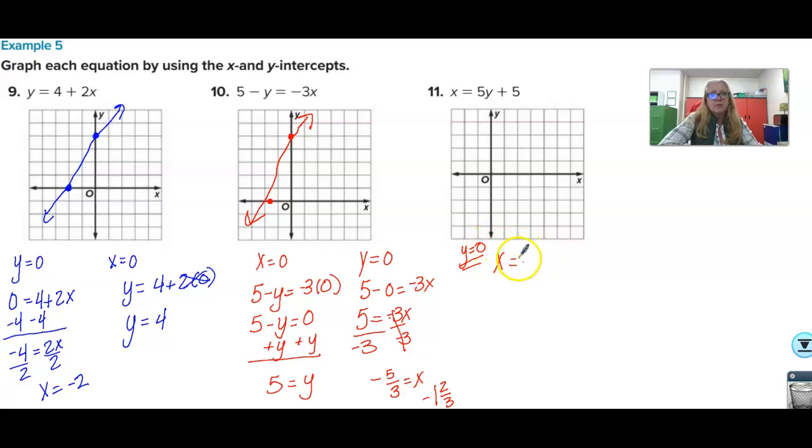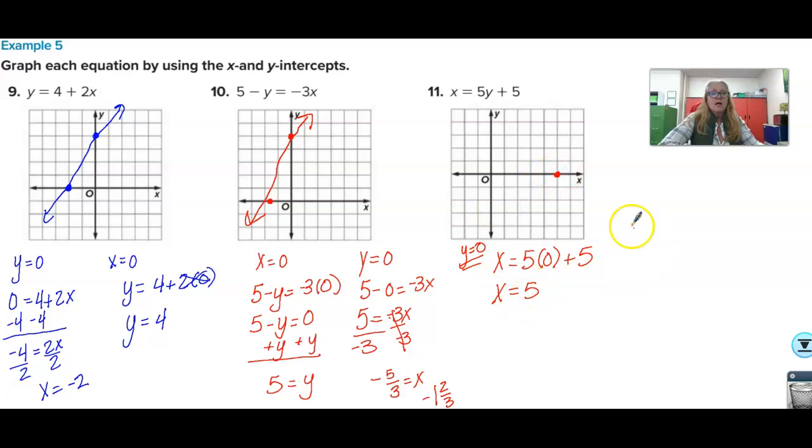If we're going to let y equal 0, we would have x equals 5 times 0 plus 5, right? Well, 5 times 0 is 0, so we have x equals 5. That went pretty well. Where is x equals 5? 1, 2, 3, 4, 5, right there.